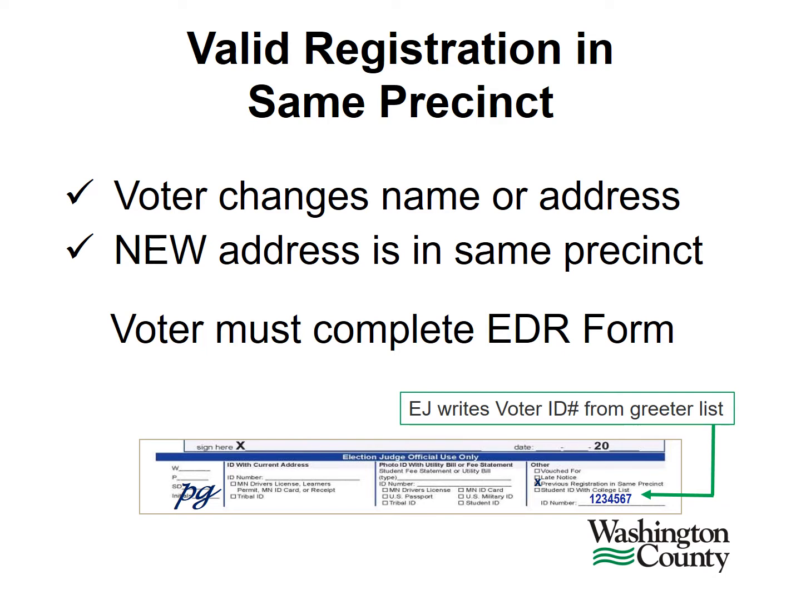In this example, in the official use only section of the Election Day registration form, the election judge will initial and then check the box valid registration in the same precinct. Then, fill in the voter ID number from the greeter list in the corresponding line.